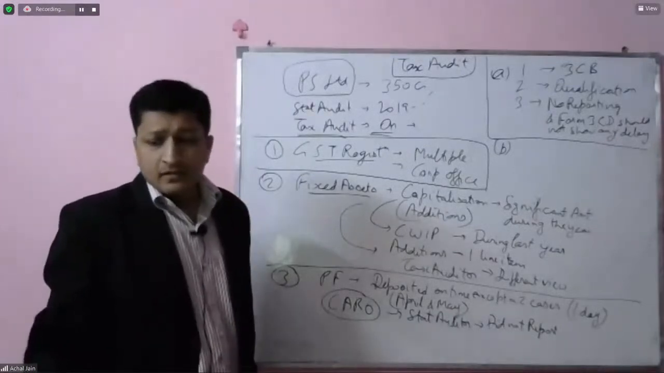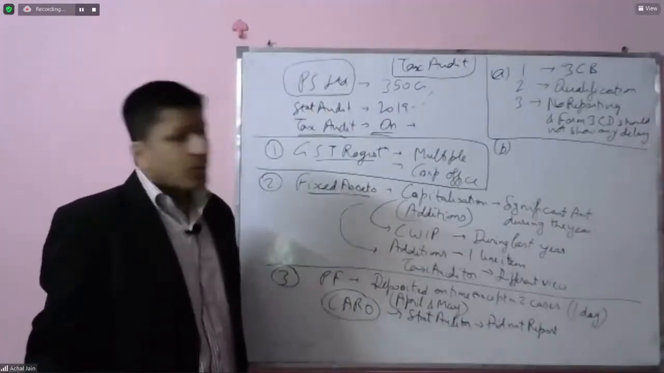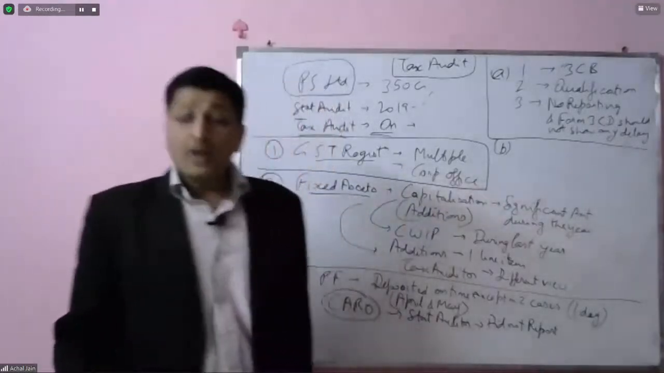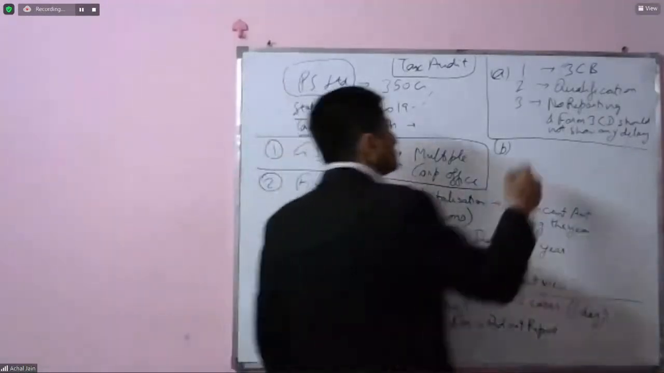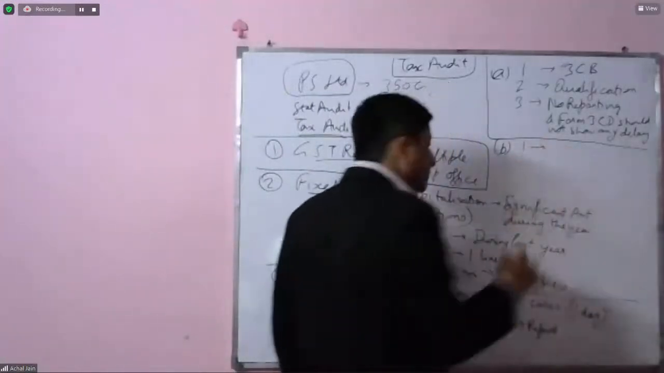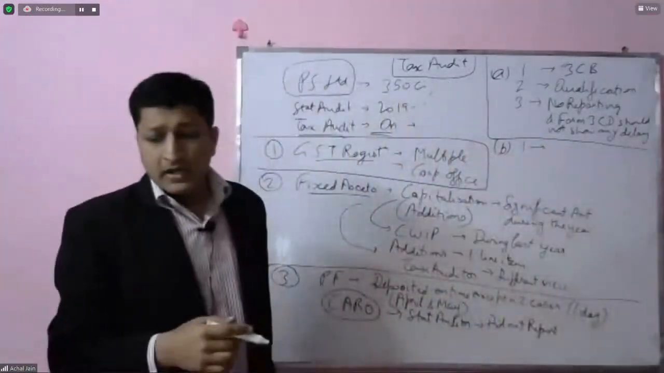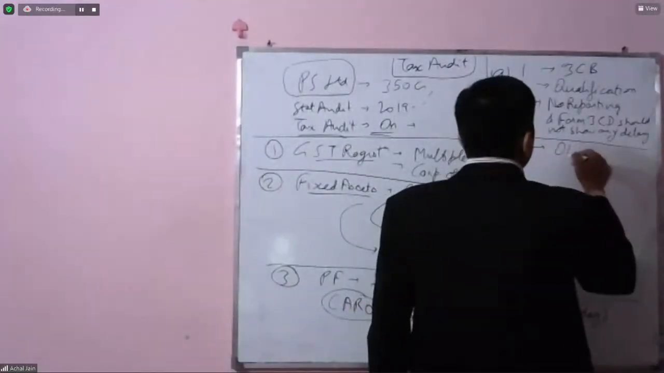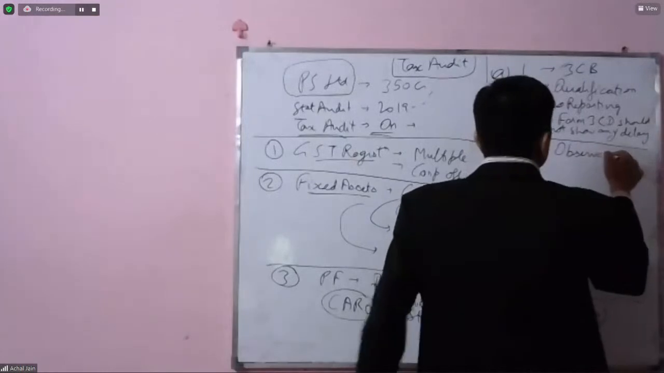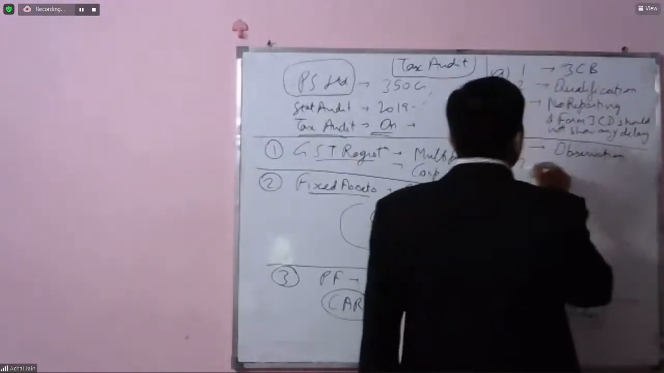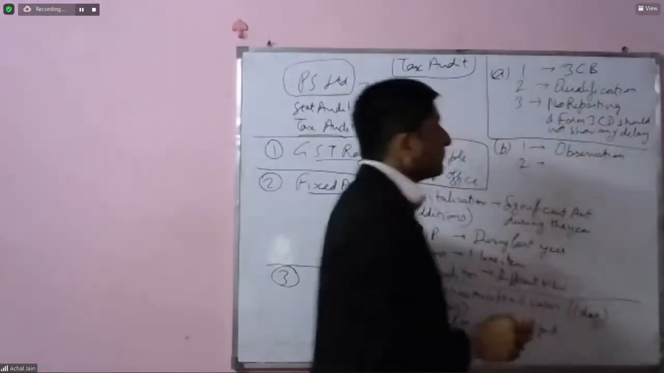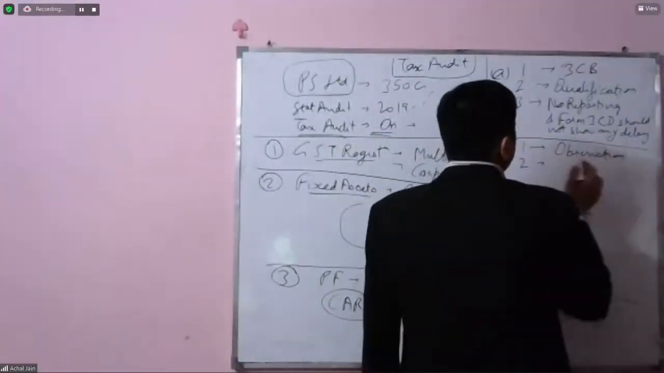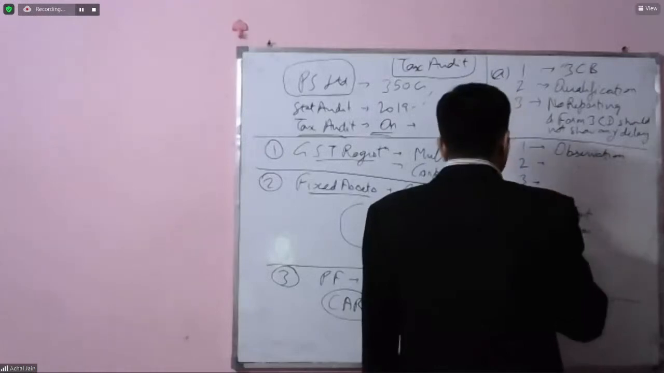Option number B. Option number B is all about taking harsh steps. Point number 1: keep the report the same but qualify this, meaning bring it as an observation. Point number 2: keep the report the same but once again put it as an observation. Observation means qualification only.